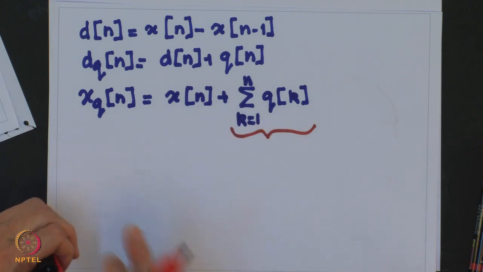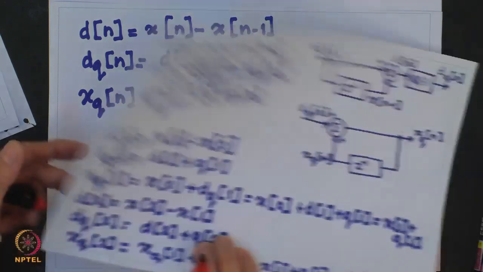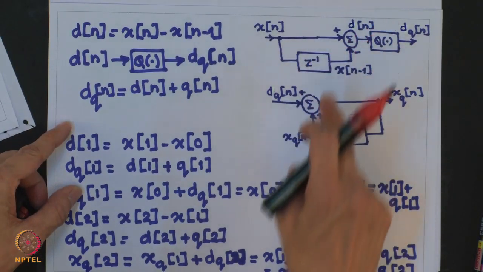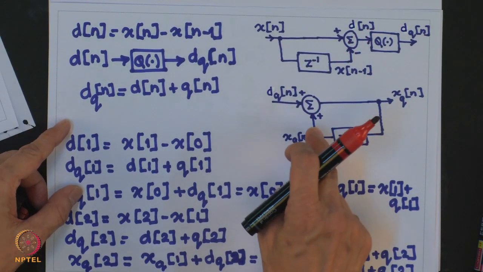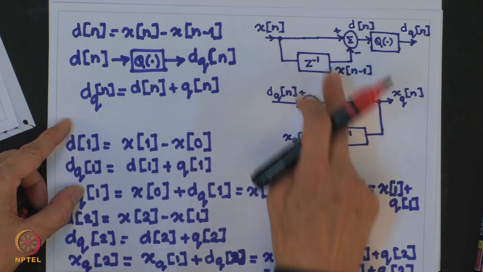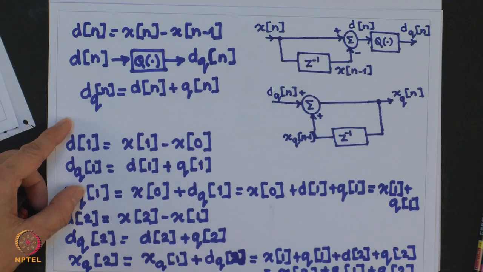So, why is this happening? It is important to note that the encoder at the transmitter end and the decoder, that is the reconstruction at the receiver end, are operating with different pieces of information.